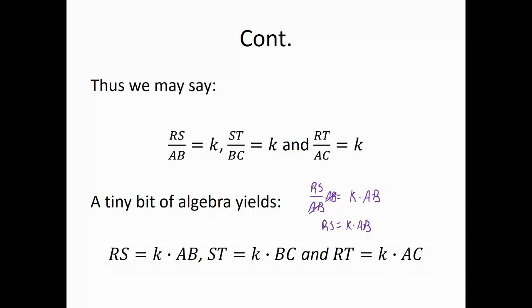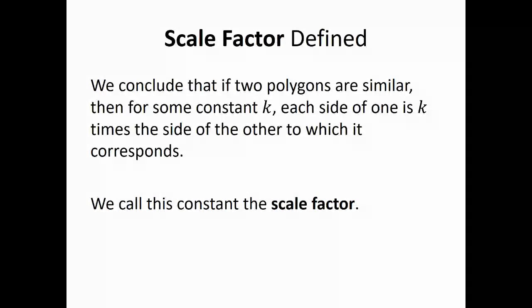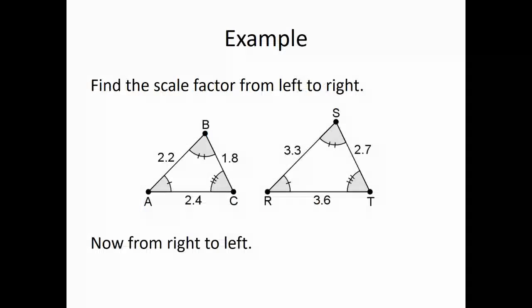Now let's think about what this really means. What this really means is that when we have a pair of similar polygons, then for some constant k, some number, whatever it happens to be, each side of one is k times the side of the other to which it corresponds. And this number k is the scale factor. So again, if we have a pair of similar polygons, then as we go from one to the other, each side of the other is some constant k times the side of the first to which it corresponds.